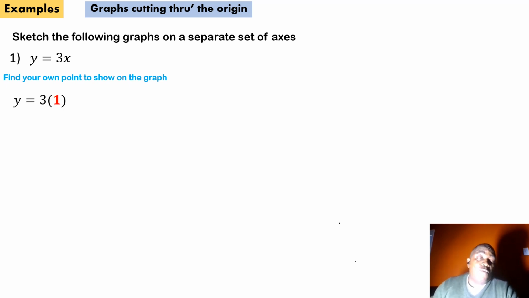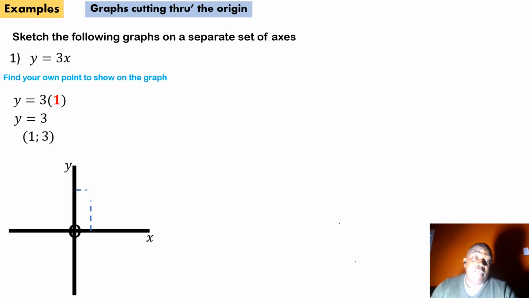Here I'm using x as 1, substituting into the equation. My y is 3, so I've got a point I'm going to show where x is 1 and y is 3. And on my sketch, I plot the point, I show the coordinates, and I draw a line through the origin and through that point, and I'm done. That's it. It's that easy. And don't forget to show us your coordinates. Very, very important. Otherwise, without those coordinates, we don't know what graph you're sketching. There are so many graphs that cut through the origin.